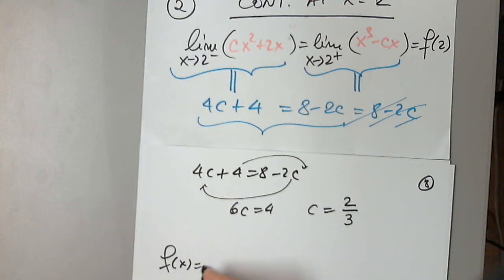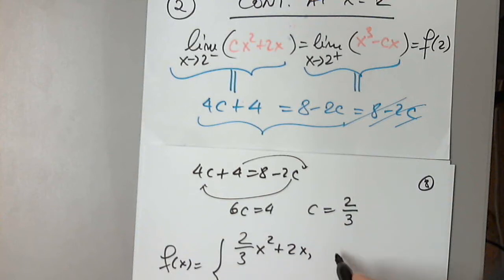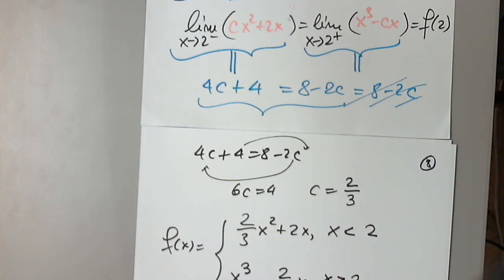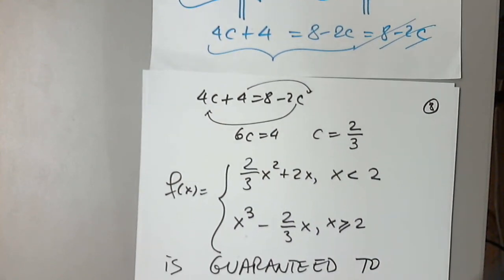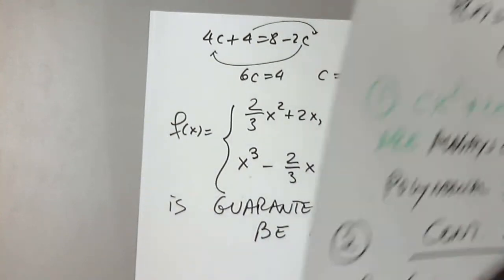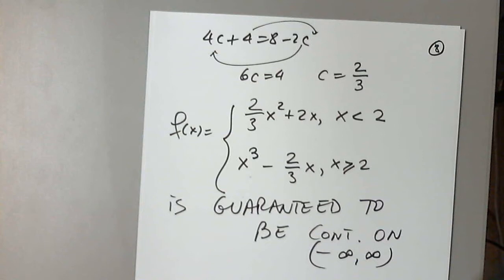I go back and plug it into the function. So I have 2/3 x squared plus 2x for x less than 2, and x cubed minus 2/3 x for x greater than or equal to 2. This is guaranteed to be continuous everywhere. We made it continuous. Now, if you want to change c from 2/3 into something else, the function will not be continuous.